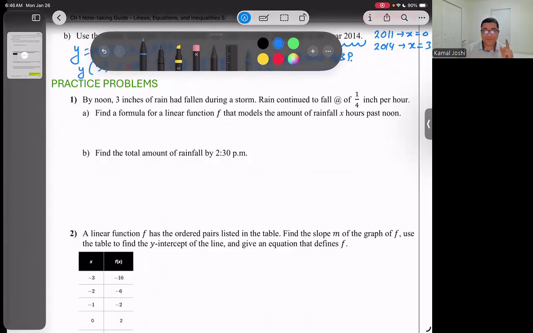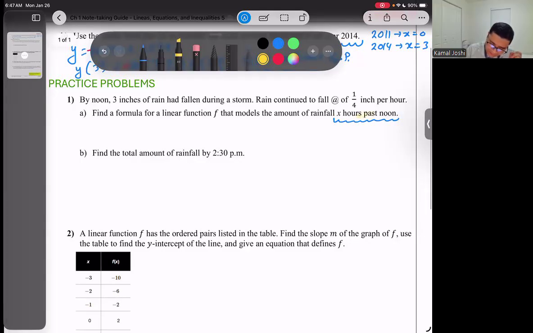Some practice problems. By noon, 3 inches of rain had fallen during a storm. Okay. Rain continued to fall at the rate of 1/4 inch per hour after that, in the afternoon. So find a formula for a linear function that models the amount of rainfall x hours past noon. Note that. So that means you want to begin counting at noon. All right. So read the problem again and figure out what is M, what is B. Take a minute to do that and check with me.